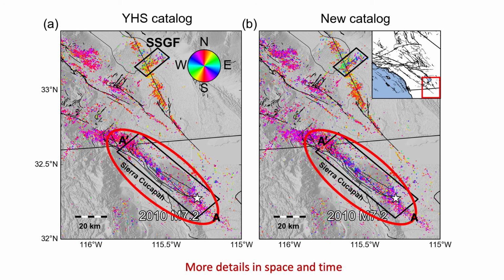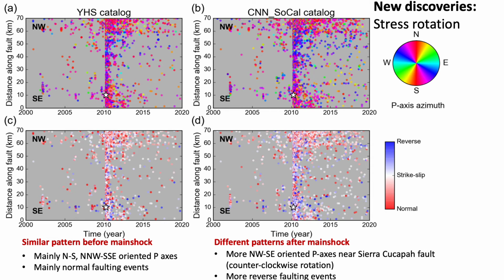We further check the temporal variations of the focal mechanisms near the 2010 ML Cucapah earthquake along AA'. The upper figures show the focal mechanisms colored by P-axis azimuths. The lower figures show the faulting type. Before the main shock, these two catalogs share a similar pattern, with mainly north-south, north-northwest, south-southeast oriented P-axis, and mainly normal faulting events.